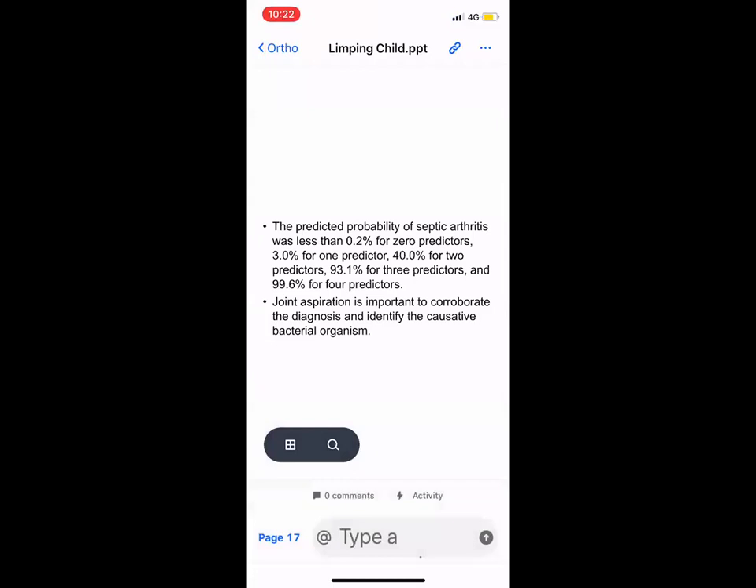Joint aspiration is very important to reach the diagnosis and to identify the organism. Organisms are changing with time. Nowadays, the most common organism may be Staph aureus, but still MRSA or community-acquired MRSA cannot be ruled out. So any organism can be found on aspiration.